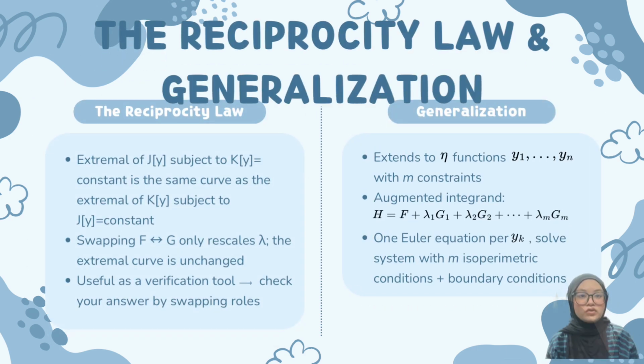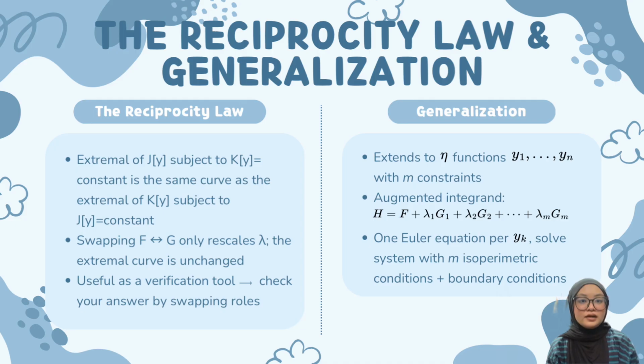The reciprocity law says swapping the roles of J and K, extremizing K subject to J fixed instead, gives the same extremal curve. Since swapping f and g only flips lambda, it is a handy way to check your work. The generalization extends the method to n functions and m constraints at once. H equals f plus lambda 1 g1 plus lambda 2 g2 and so on up to lambda m gm. Solve with 1 Euler equation per function plus all boundary and isoperimetric conditions together.